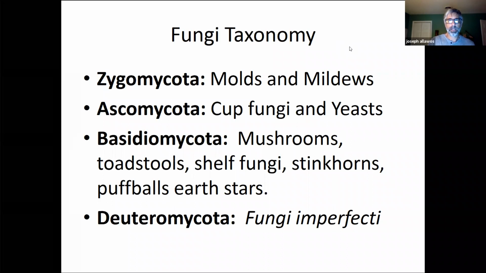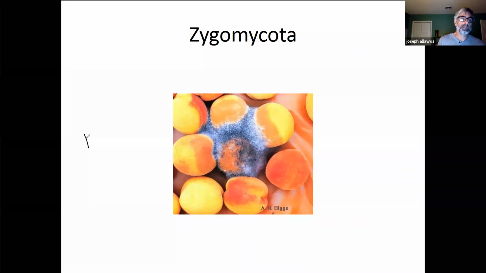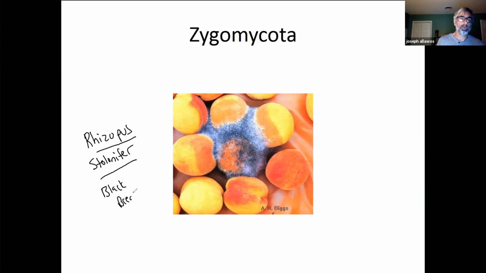All right, next slide. Now we get to the zygomycota. Oh, you are so familiar with these. You may not know it, but you are so familiar with this particular organism that is a zygomycete. The most common zygomycota is ubiquitous. It's found worldwide. It's found in every imaginable habitat and place. And this sucker is called Rhizopus stolonifer. And there are other species, but Rhizopus stolonifer is black bread mold.